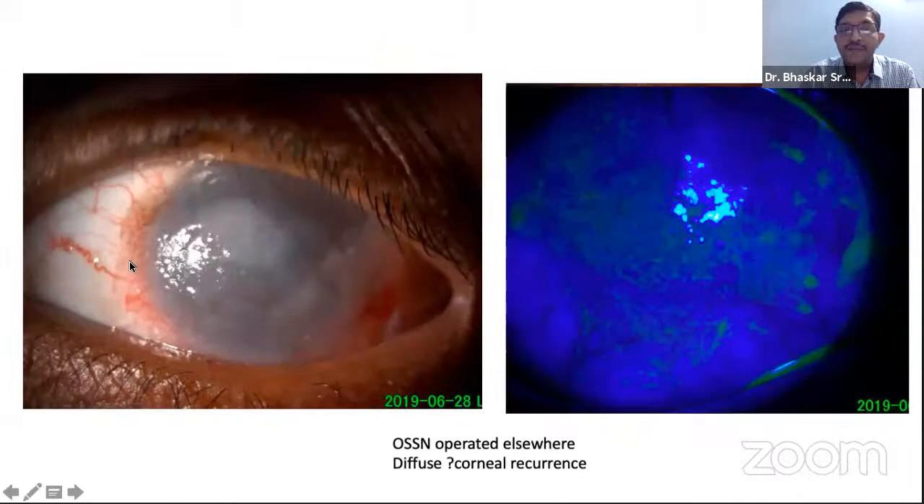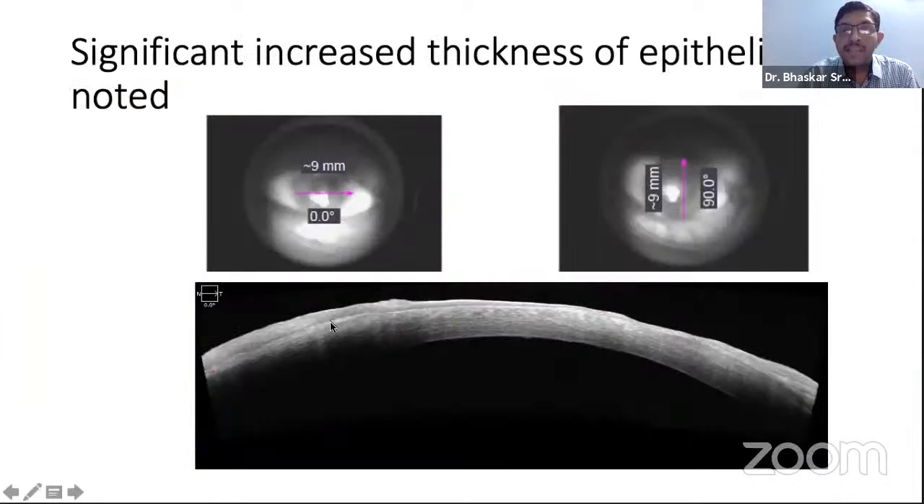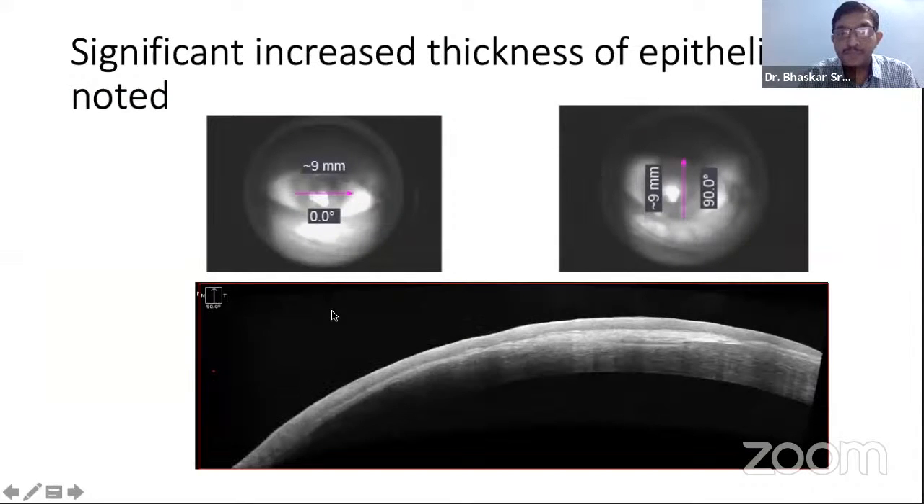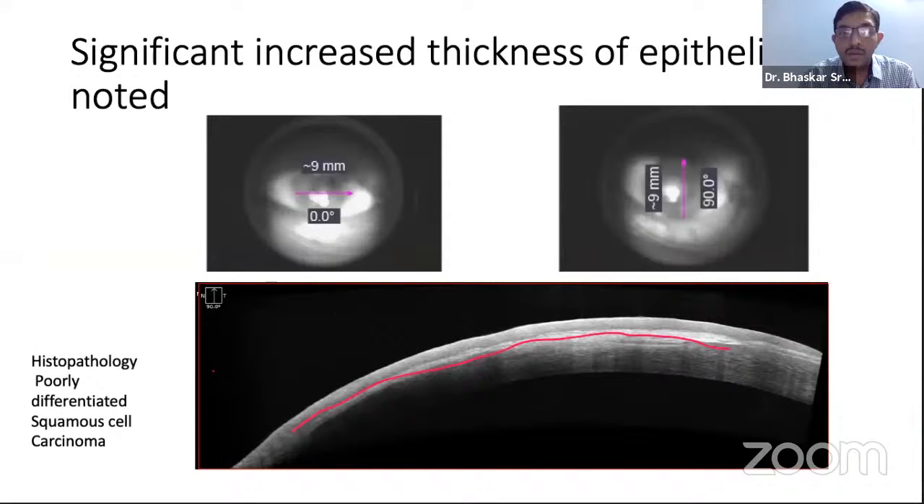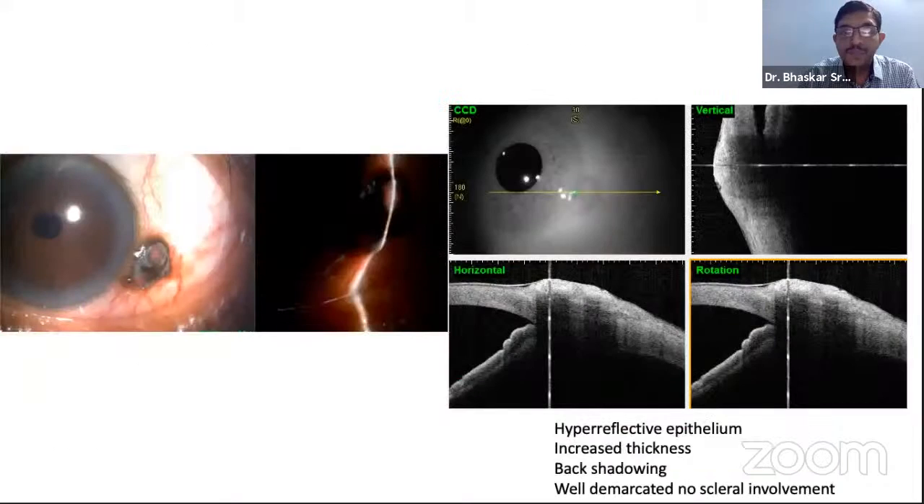Now, this patient had a diffuse corneal OSSN. He had been operated earlier elsewhere for a squamous cell carcinoma. And when there is no area of clear cornea, your epithelium doesn't have that abrupt transition, because across the entire cornea, the epithelium is hyperreflective and thick. So this patient underwent an excision, and it was proven to be a squamous cell carcinoma.